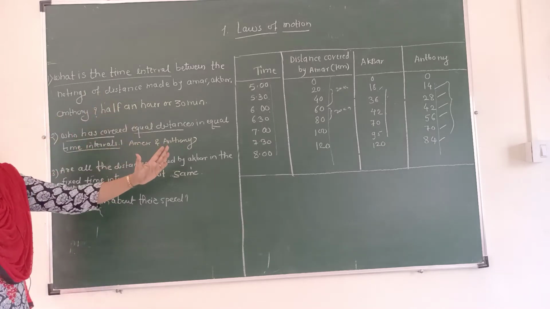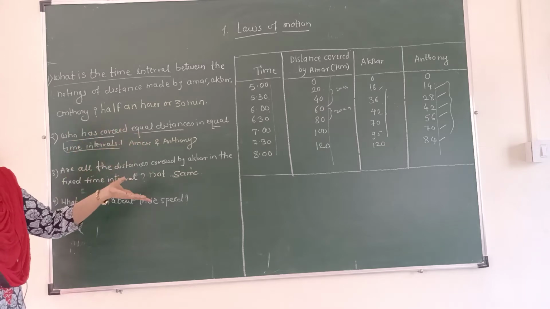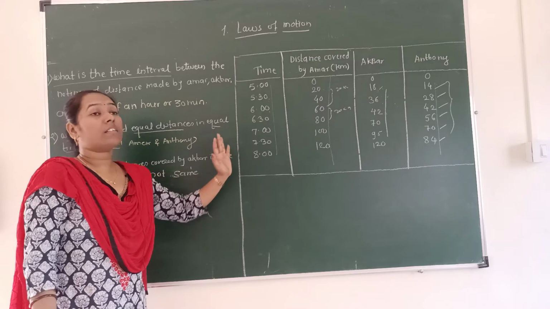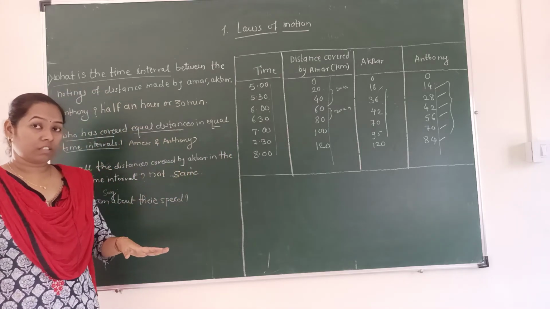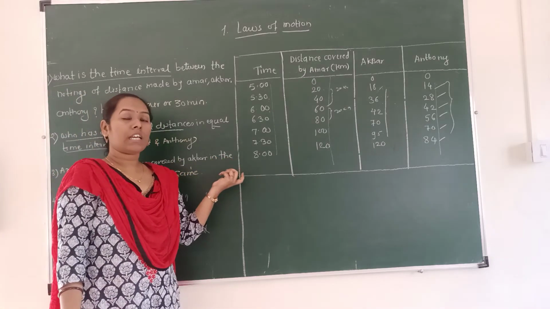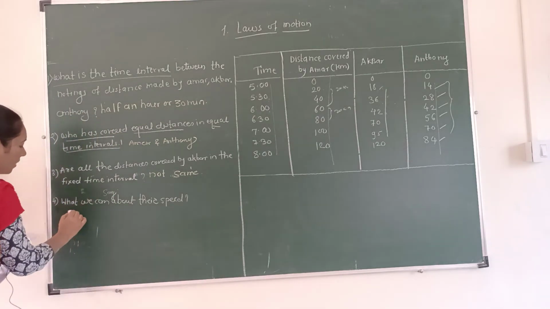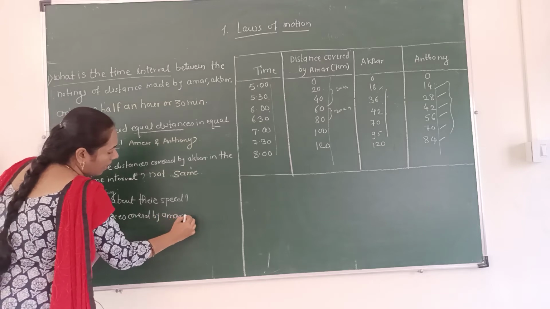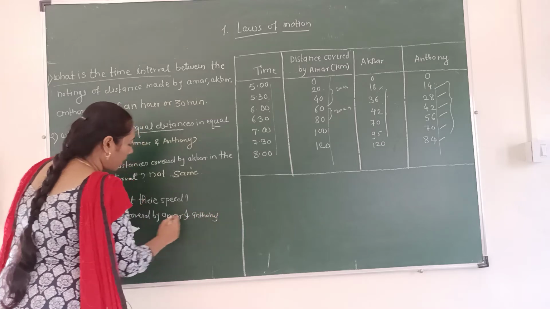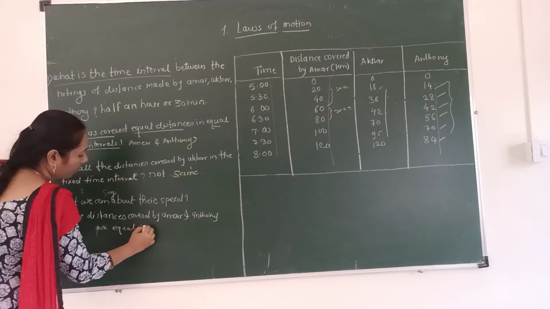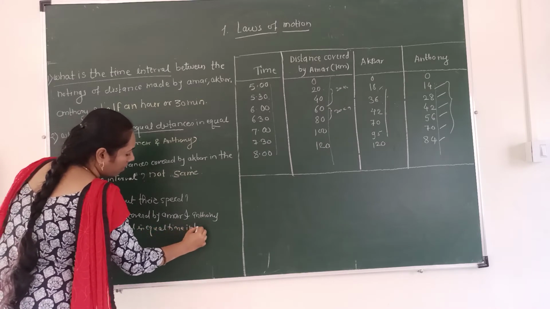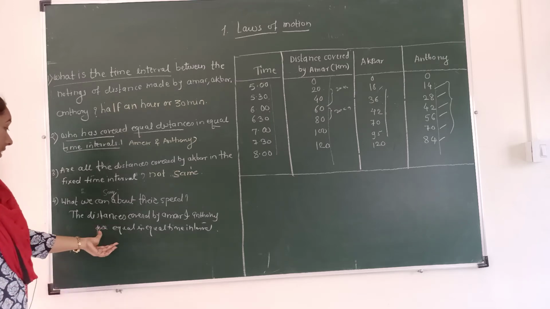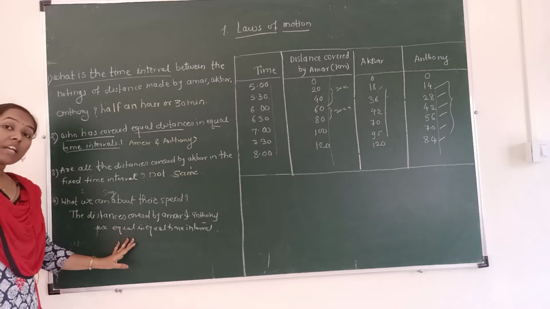By studying this chart, we can conclude that the distances covered by Amar and Anthony are equal in equal time intervals. But the distance covered by Akbar is not equal. He covered unequal distances in equal time intervals. The distances covered by Amar and Anthony are equal in equal time intervals, and the distances covered by Akbar are unequal in equal time intervals.